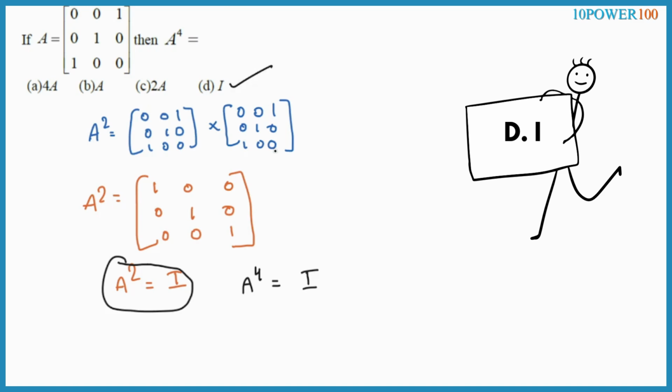So this is one of the easiest methods. Whenever you get a highest power in terms of finding a matrix, the basic minimum step that I want you all to do is find A square. You get an idea, and based on that, you select your answers.